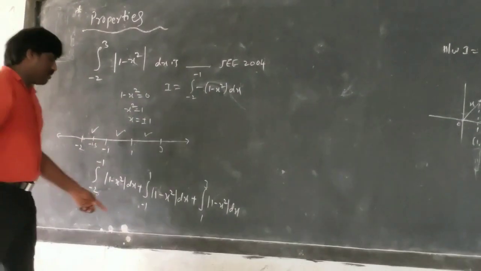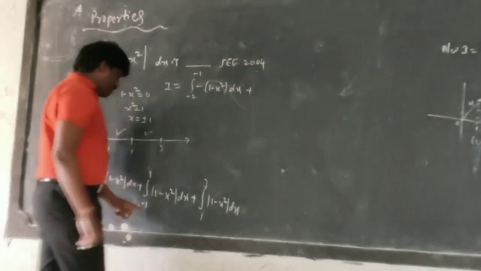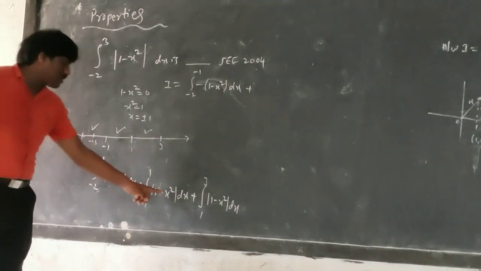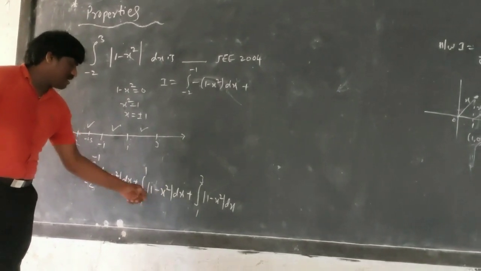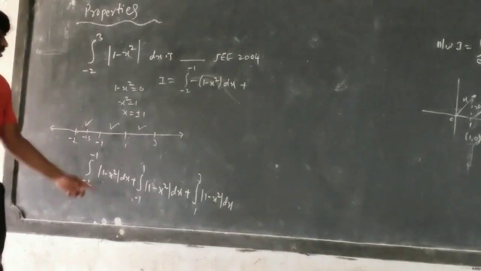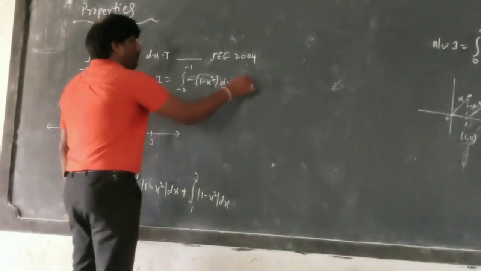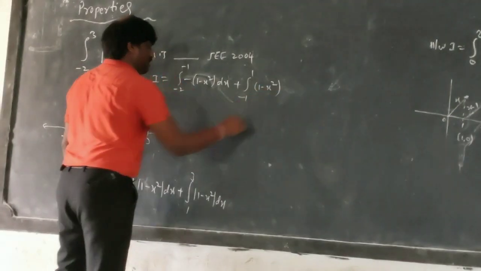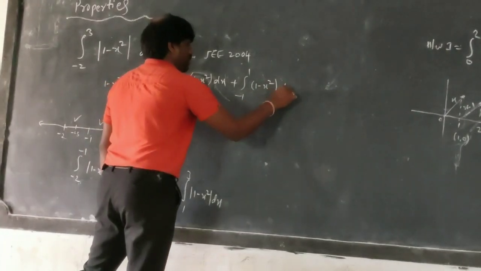Modulus opened with negative. Now in this case, minus 1 to plus 1, let us take 0. You substitute 0 here. 0 square is 0, 1 minus 0 is 1. So you are getting a positive number here. So for minus 1 to 1, I am opening with positive, not negative: 1 minus x square dx, plus.